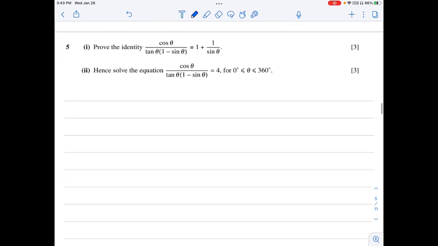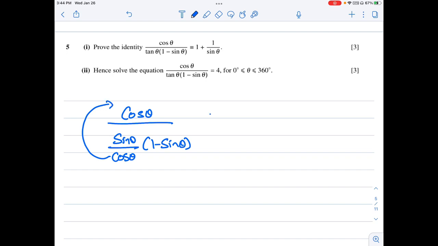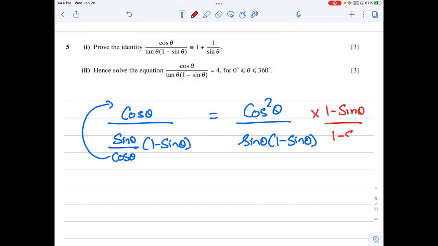Question number 5. Prove the identity cos theta upon tan theta times 1 minus sin theta equal to this much. So cos theta, tan theta is sin theta upon cos theta, times 1 minus sin theta. So this cos theta is multiplied upwards, so it becomes cos square theta upon sin theta times 1 minus sin theta. Then do the rationalization, multiply and divide with 1 plus sin theta. If minus is there, we multiply and divide with 1 plus sin theta.